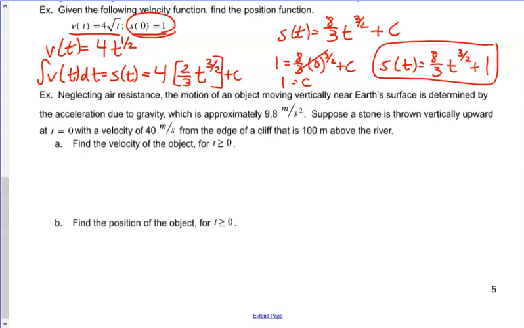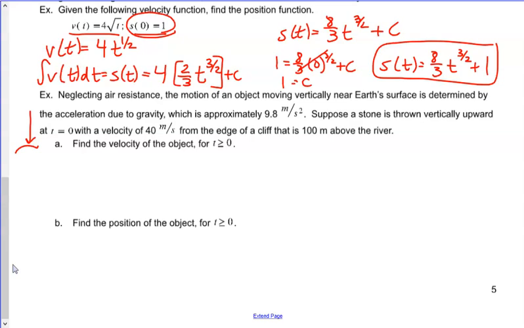All right, our next example is going to flow through the rest of the notes. So we're going to say, neglecting air resistance, the motion of an object moving vertically near Earth, so it is going down and decreasing, is determined by the acceleration due to gravity, which is approximately 9.8 meters per second, but the direction is negative. So it's going down, so this acceleration is going to be a negative 9.8.